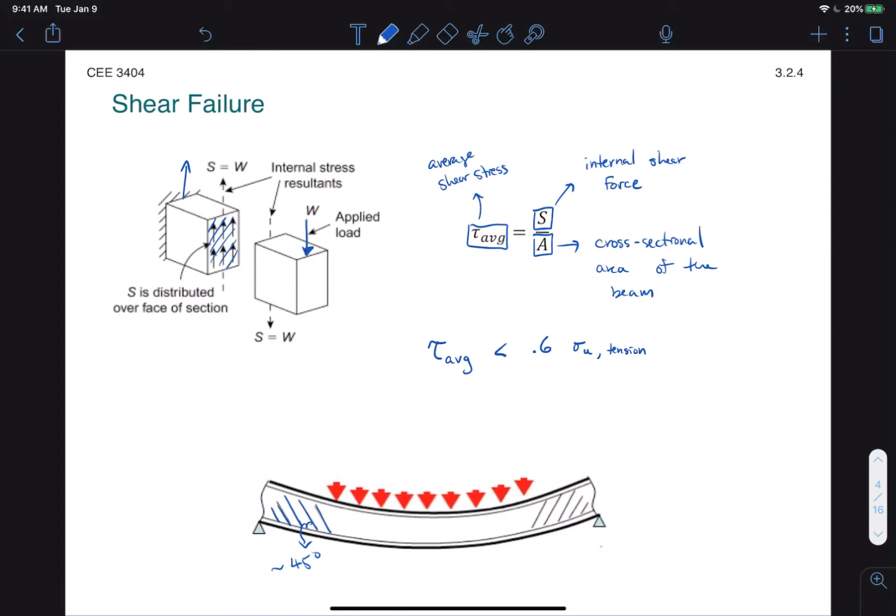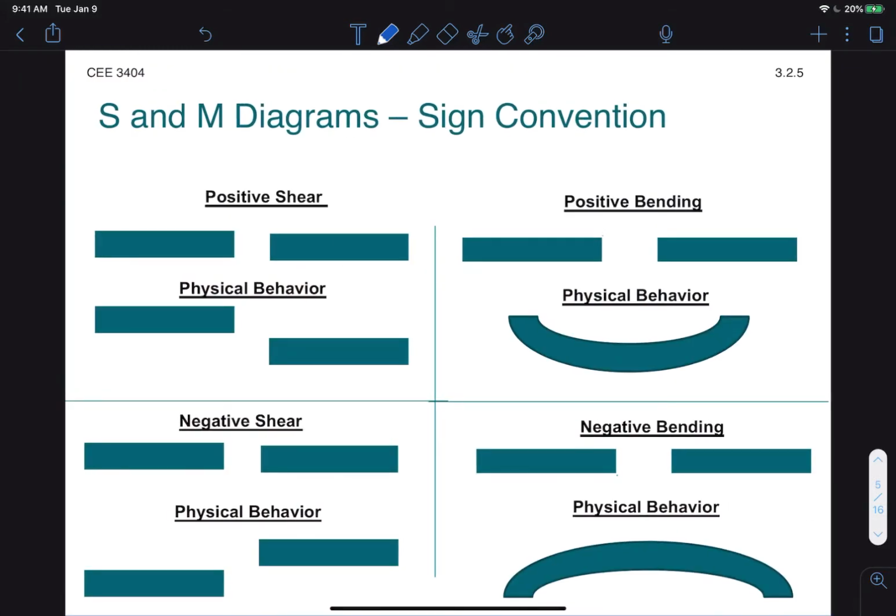Now we have seen how values of internal moment and internal shear can help us design beams that will fulfill our required capacity for loads. So let's talk about how to calculate them. The first thing we need to do is establish a consistent sign convention. We denote positive shear as a positive force on the left side of the beam and a negative force on the right side of the beam. This creates internal shears like so.